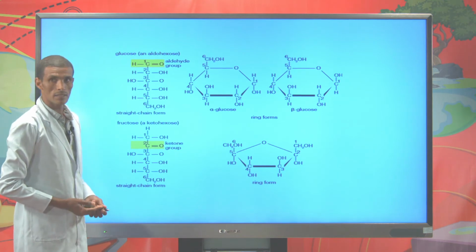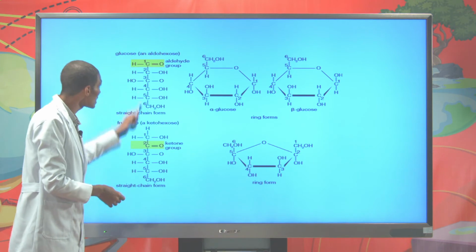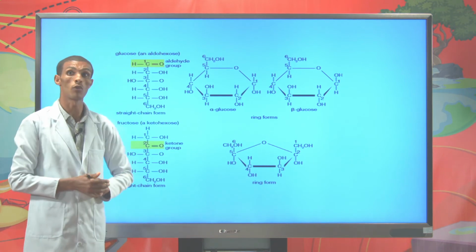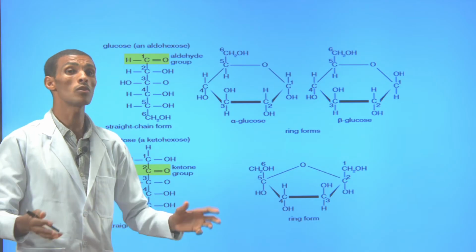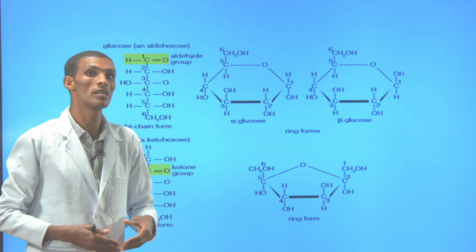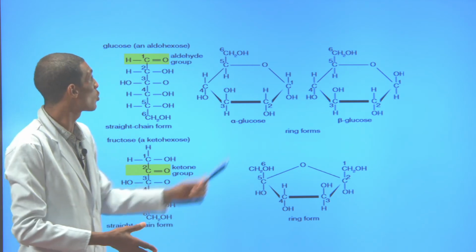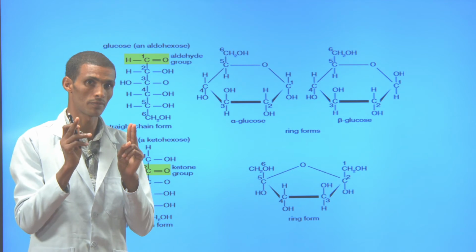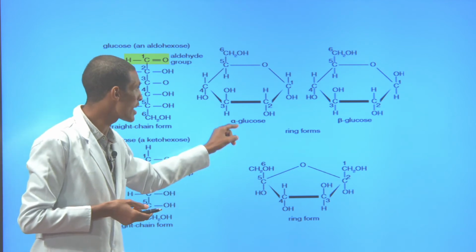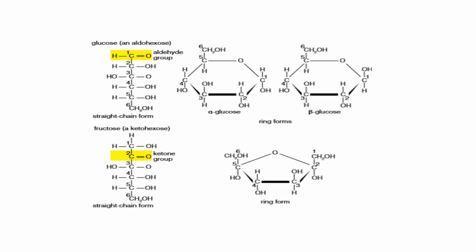And again, in this structure, glucose and other carbohydrates can be found in straight-chain form. But in solution, glucose and other monosaccharides can form a ring structure. For example, glucose can have two ring structures, the alpha ring structure and the beta ring structure. Students, do you know what the difference between alpha and beta means?